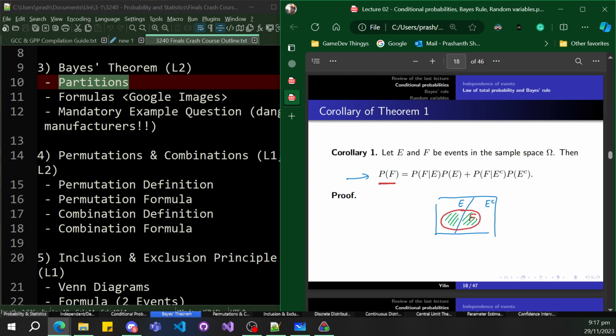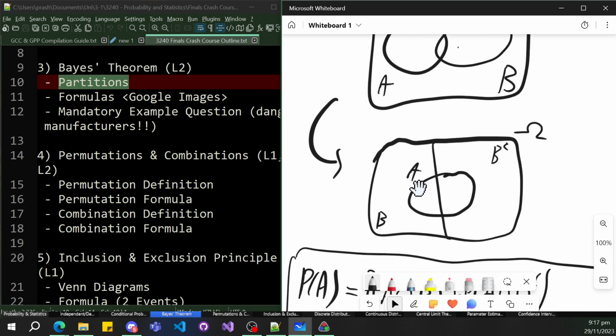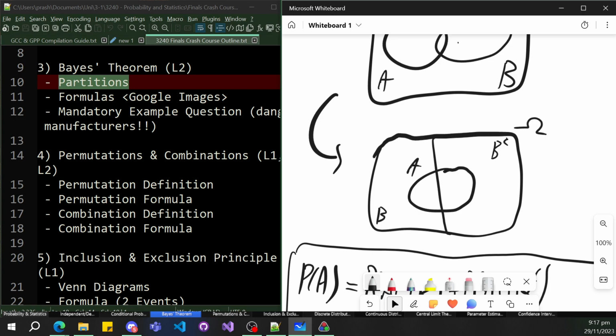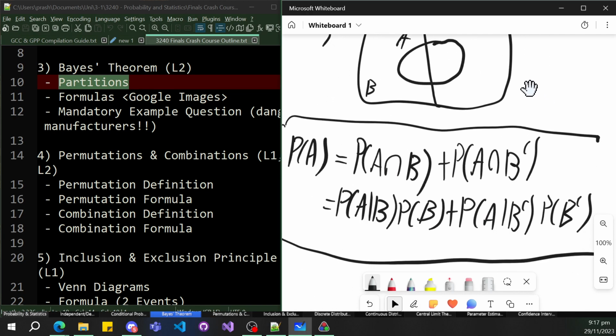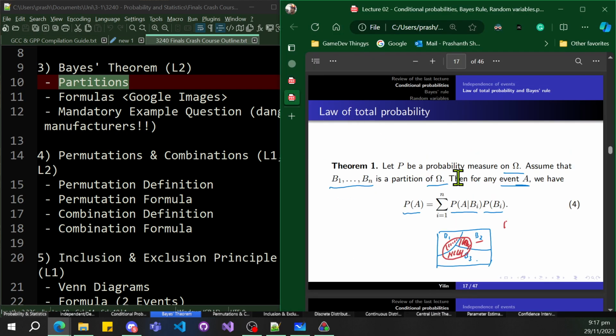Because A has been split apart into this left half and this right half, we can find the probability by joining up the left half working and the right half working together. Anything I missed? Yeah, okay. Probabilities. Sorry.